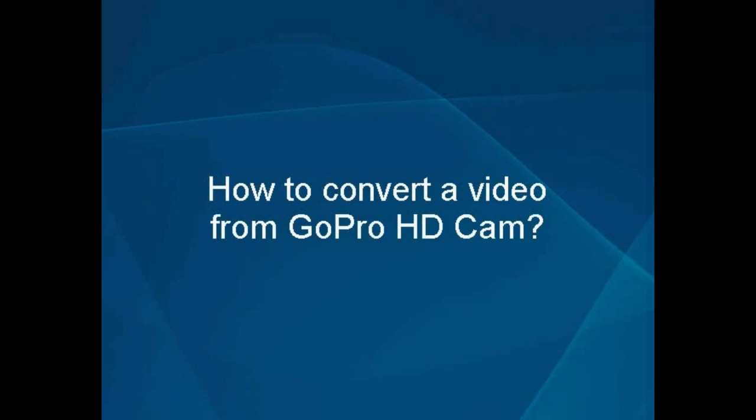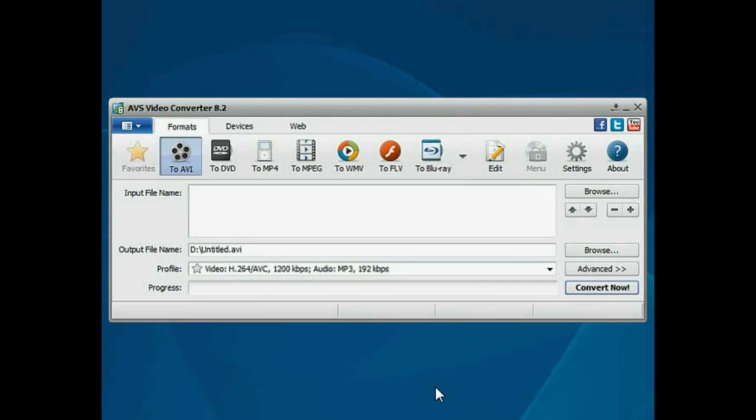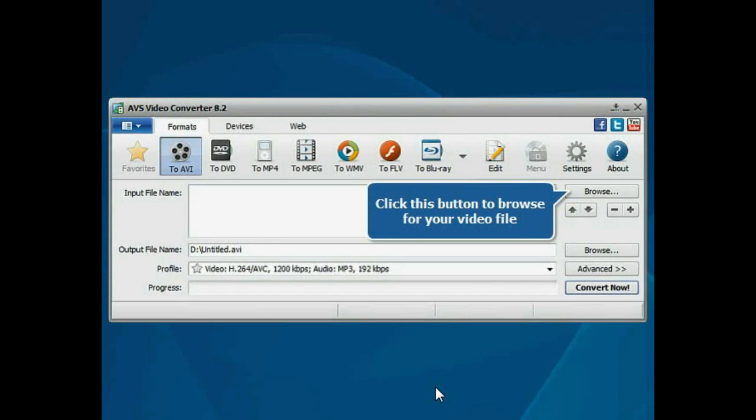How to convert a video from GoPro HD Cam. Step 1. Load your video file into the AVS Video Converter. The main program window is opened.